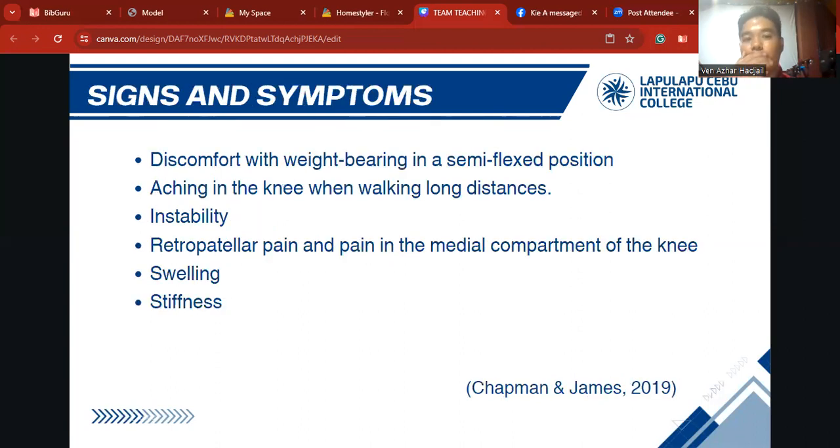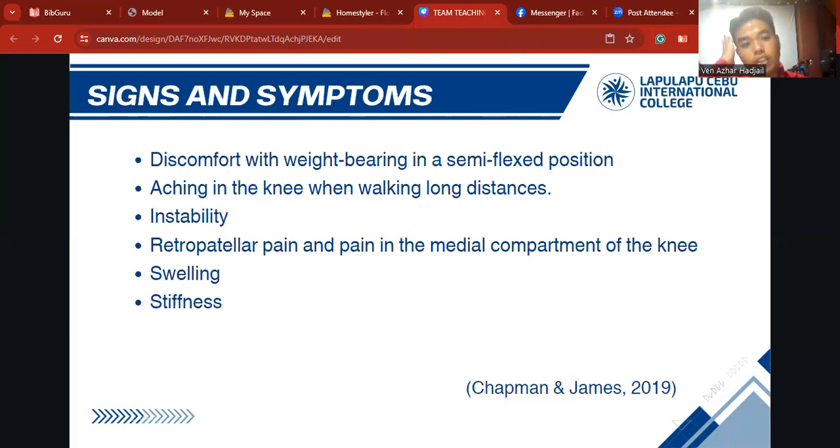The signs and symptoms: we have discomfort with weight bearing in a semi-flexed position. For example, again, this will be your knee. You will feel a little bit of pain when you bend your knee in a flexed position, like that. Then next we have aching in the knee when walking long distances. Next is the instability. Next is retropatellar pain and pain in the medial compartment of the knee.